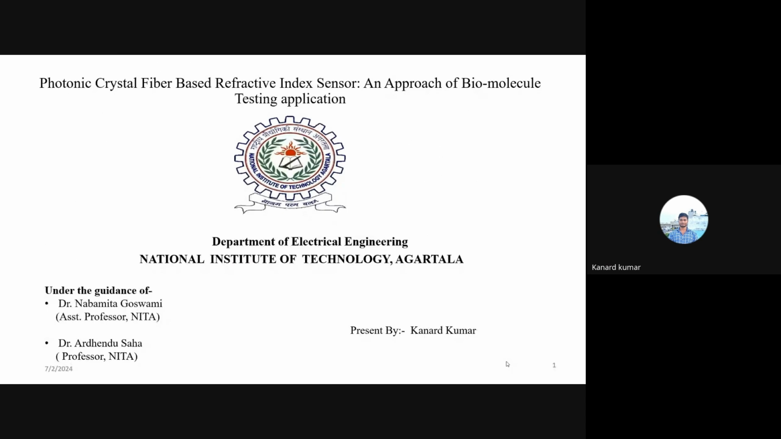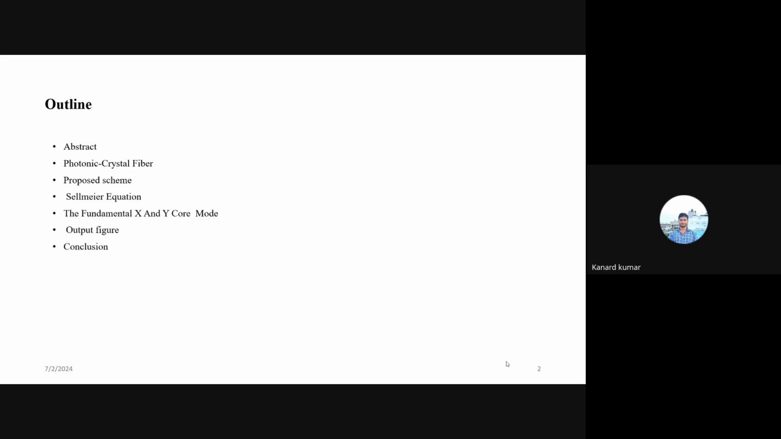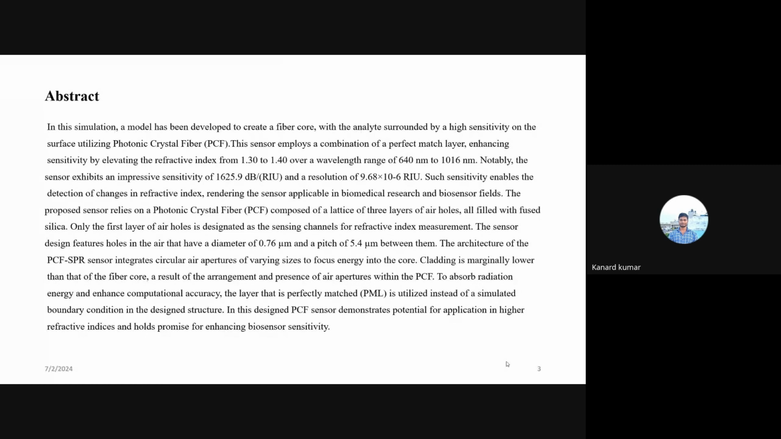Good evening. My name is Aman Kumar, PhD scholar in NIT Agartala. Today, my topic is the photonic crystal fiber based refractive index sensor and approach of biomolecule testing application, under the guidance of Dr. Nomita Goswami, Assistant Professor, NIT Agartala, and Professor Arjendu Saha, NIT Agartala. These are my outlines, and this is the abstract.